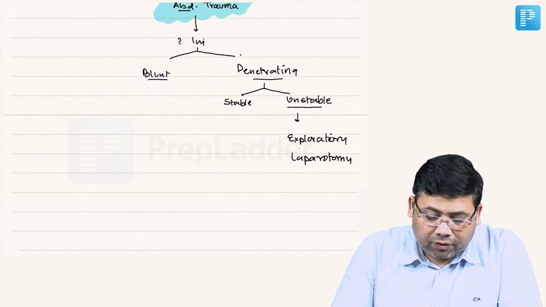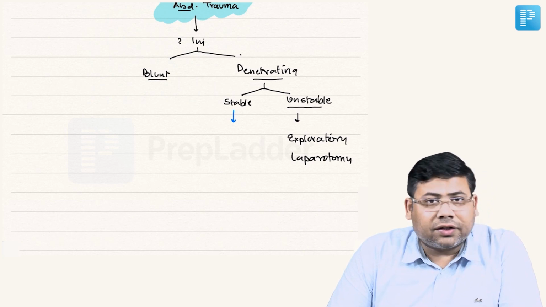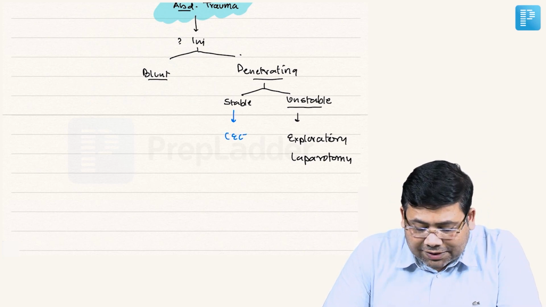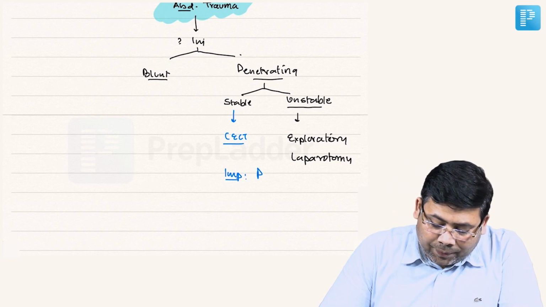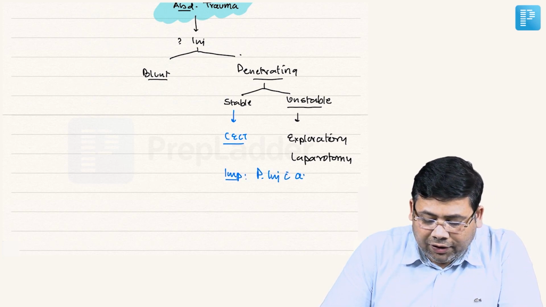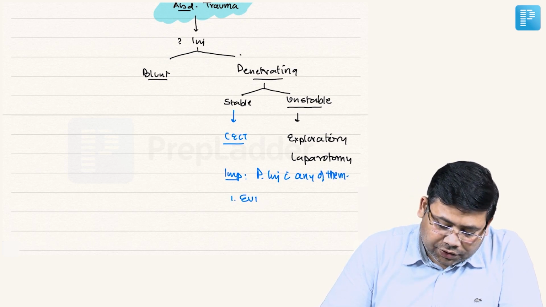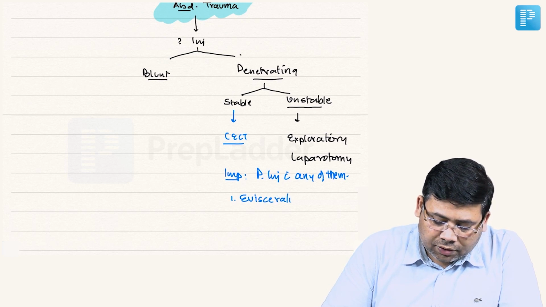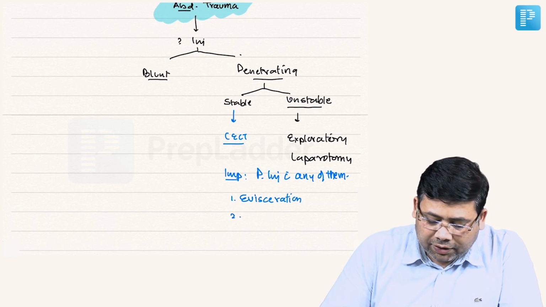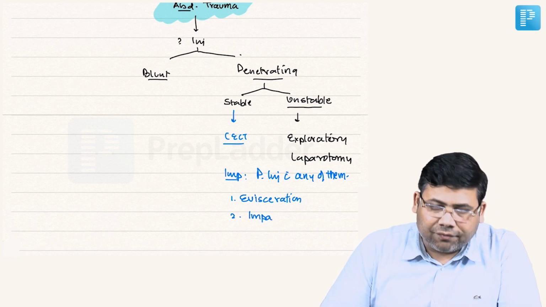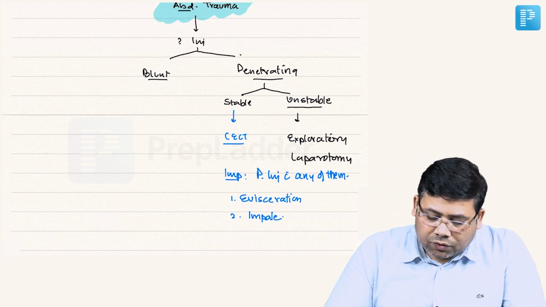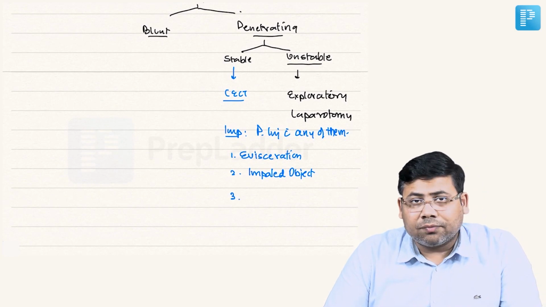On the other hand, if the patient is stable, what to do? You'll go for a CECT. Remember, important things: penetrating injury with any of them. What do you mean by any of them? Point number 1, evisceration, the viscera protruding out. The weapon in situ, that is, an impaled object. That means someone stabbed and left the weapon there only.